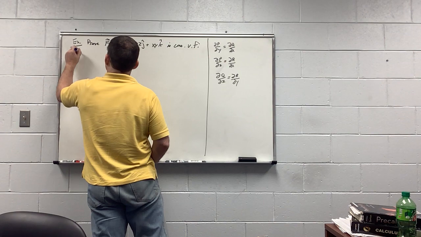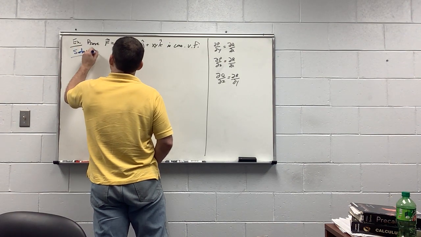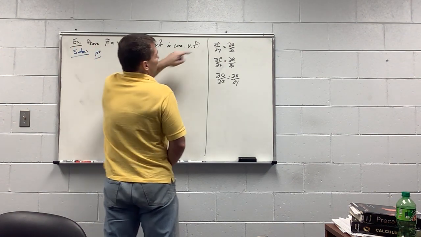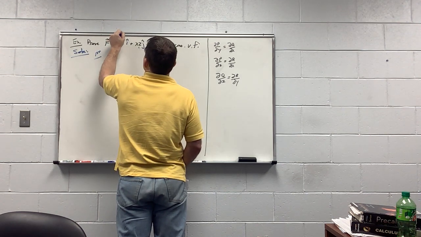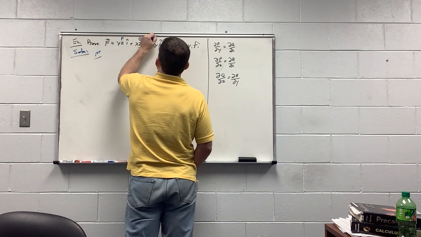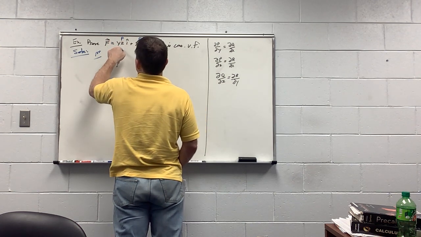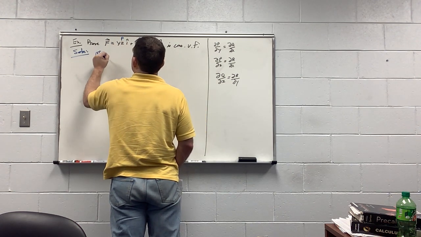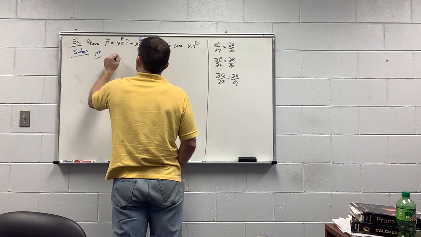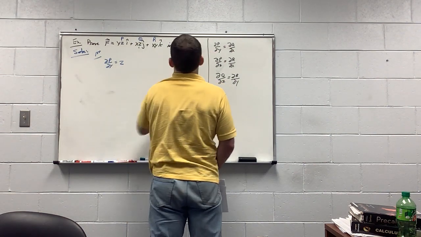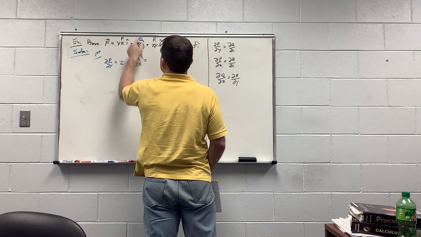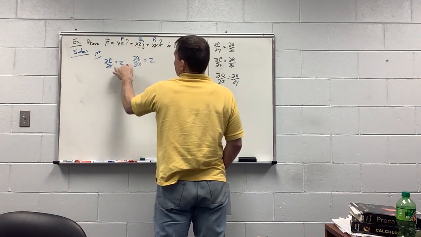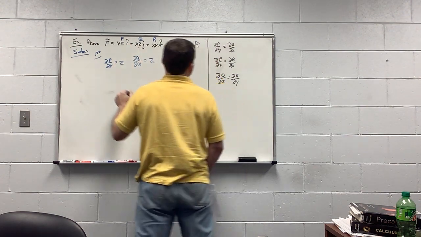So, first, partial of p with respect to y. We remember, this is p, this is q, and this is r. Partial of p with respect to y is z. And partial of q with respect to x is z. Z equals z. So those are good.